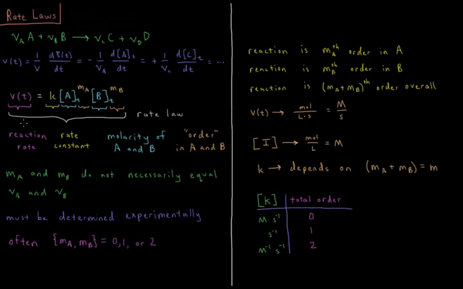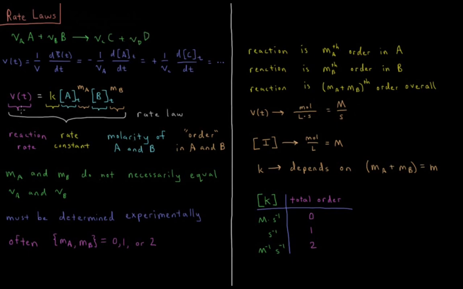Okay, so in this video, we're going to introduce rate laws. So this tells us what our rate of reaction is in terms of the concentrations of our reactants. So V of t is equal to k times A of t to the power mA times B of t to the power mB for our reaction here, nu A A plus nu B B going to nu C C plus nu D D.